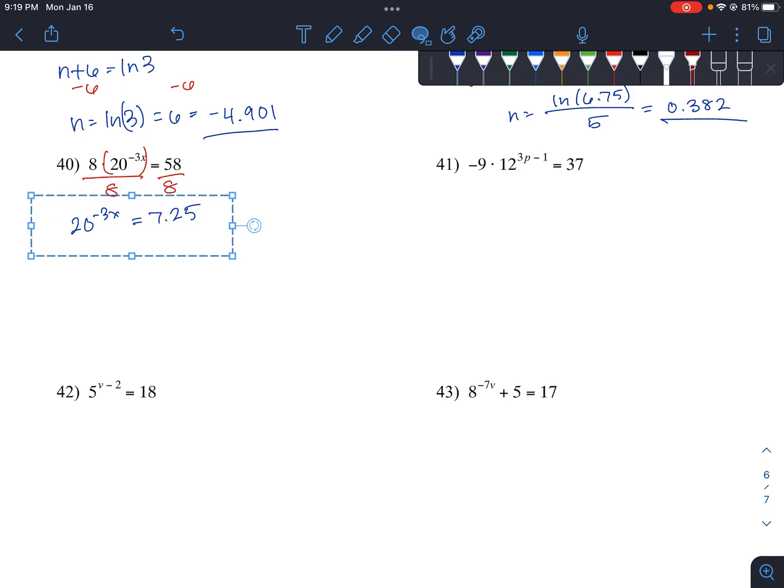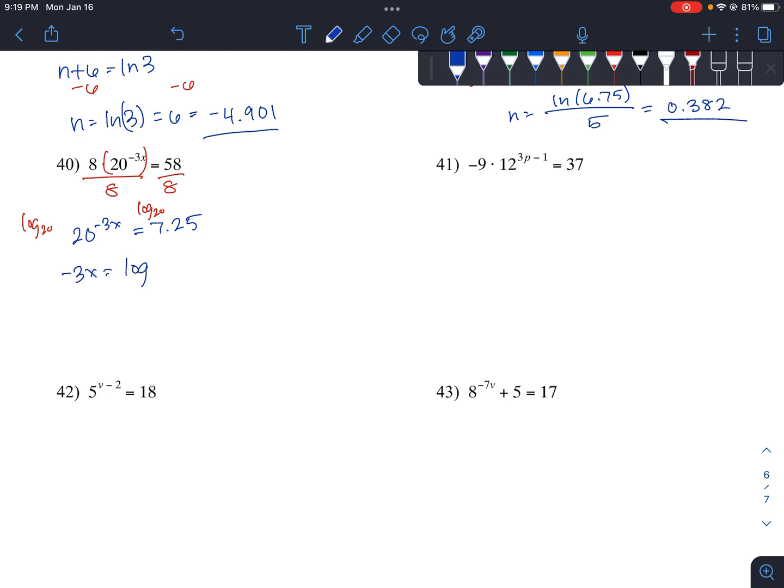And now what I'm going to do is use a logarithm, in this case a log base 20 on both sides. So I get negative 3x is equal to log base 20 of 7.25. Then I'll divide by negative 3. So I get x is equal to log base 20 of 7.25 divided by negative 3.